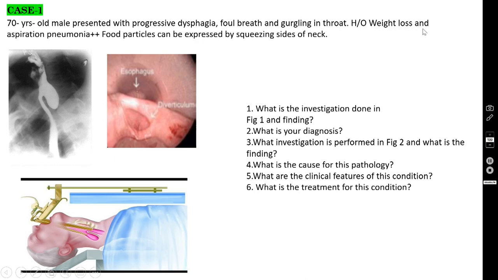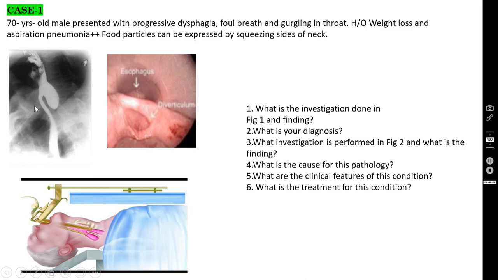There was history of weight loss and aspiration pneumonia was present. Food particles can be expressed by squeezing the sides of the neck. So these are the three pictures and these are the 6 questions. What is the investigation done in figure 1 and the finding?